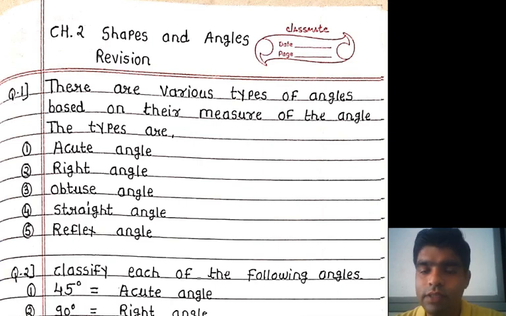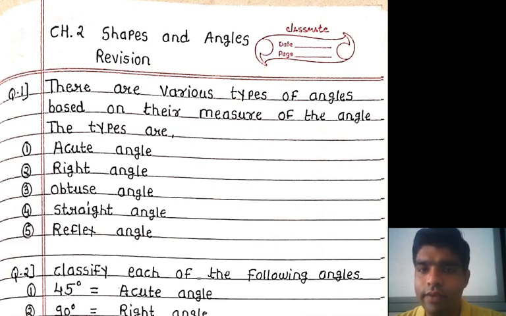Now the last one, this is our fifth type. This is our reflex angle, an angle which measures between 180 degrees to 360 degrees, and this type of angle is called a reflex angle. Okay, so these are our types of angles.